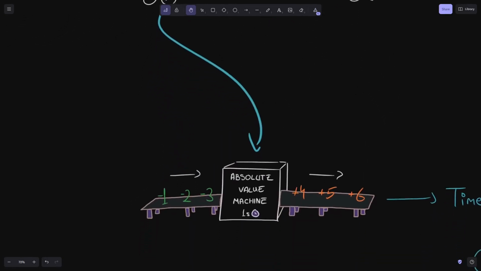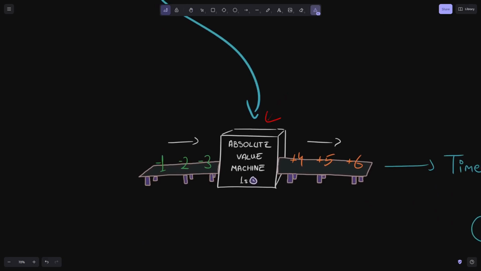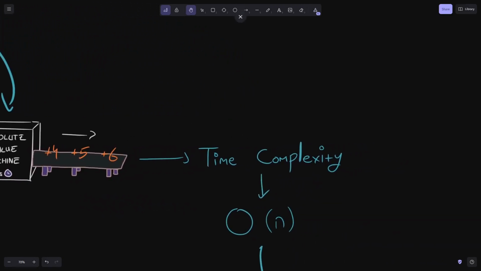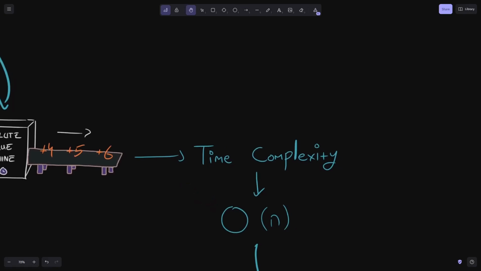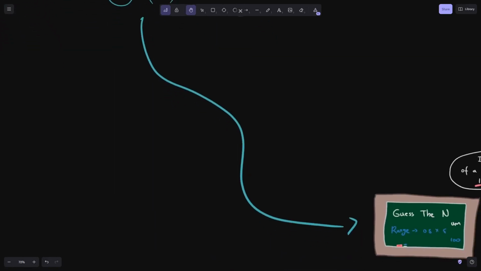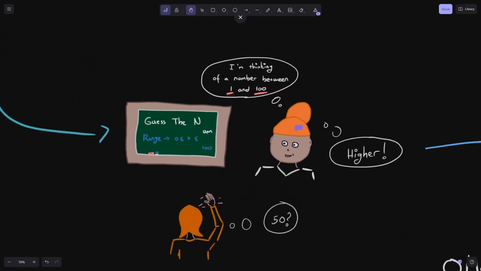Let's consider a machine that turns the values it receives into their absolute values. This machine processes each element one by one, and it takes 1 second per element. This means 6 inputs will be processed in 6 seconds and n inputs will be processed in n seconds. And this brings us to O of n time complexity, as the execution time of our process is directly related to number of inputs. Let's take another example to explore different variations of big O notation.